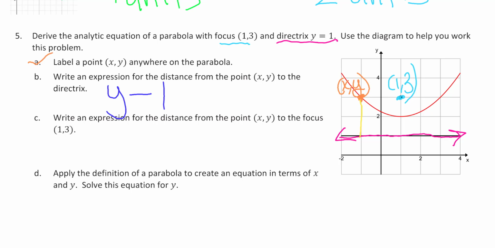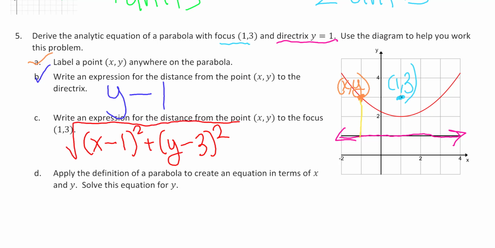Okay, so we're done with part B. Part C: write an expression for the distance from the point (x, y) to the focus, (1, 3). If you remember, it's x minus the x coordinate squared plus y minus the y coordinate squared, and it's the square root of that entire sum. Now we have the two expressions. This is going to represent the distance from the point (x, y) over to the focus.